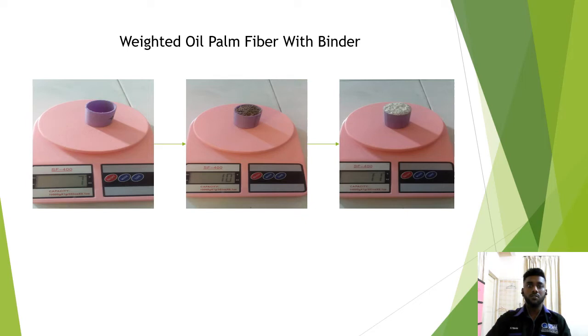So this is the flow process for weighted oil palm fiber with binder. So this is the process. First we measure the fiber slot mass, and then we insert the fiber into the fiber slot, and then we add the right amount of binder in the fiber slot. So these parameters all will be used according to the table which was made for their mass and the parameters of measurements.